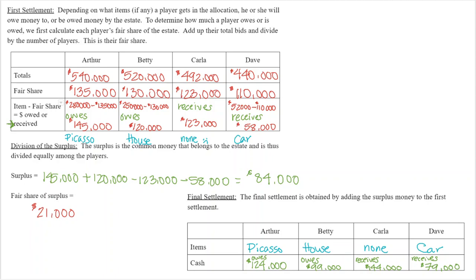Now, one way to check your work here is the amount of money that the siblings owe should equal the amount of money that the other siblings receive. So if you add up Arthur and Betty who owe money, that should be equal to the amount of money that Carla and Dave receive. Let's look at one more example.